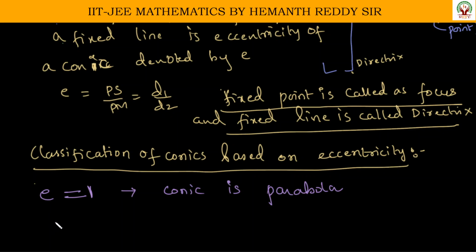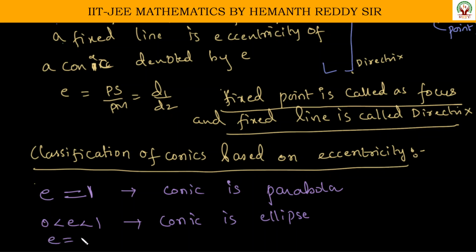Next, if 0 is less than E less than 1, E is always a positive quantity because eccentricity is the ratio of distances. If 0 is less than E less than 1, then the conic will be an ellipse. If eccentricity is less than 1, it becomes an ellipse.